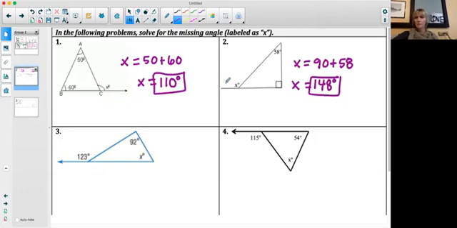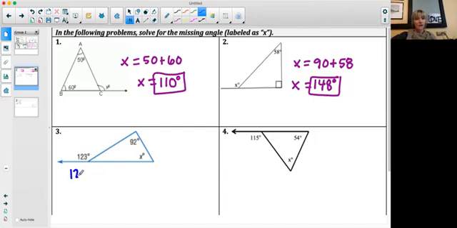How are we doing with those two? Feel good about those? Thumbs up? Okay, 3 and 4 get a tiny bit trickier, but not much. Think through this. This time I already know the exterior angle. I know one of the remote interior angles and I'm missing the other one. Watch this.